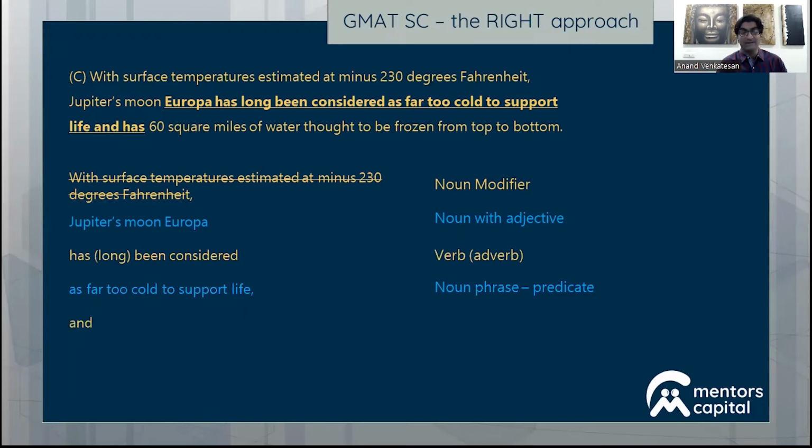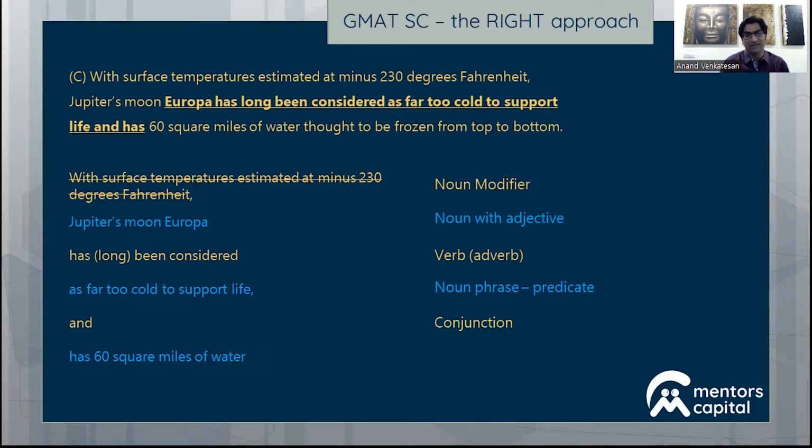So it has been considered A, right? Or you could maybe say it has been considered as A and as B, right? So that should be the parallelism here, right? It has been considered as far too cold to support life and something else, right? Some other quality, right? Well, the other quality here is not really a quality. The other portion of the sentence is actually has 60 square miles of water, right? Which means that it begins with a verb and it's not, in fact, a noun at all, right?